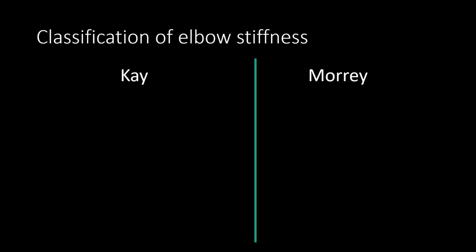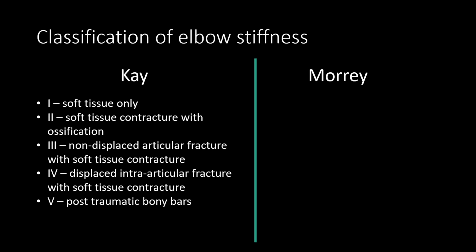There are two classification systems used for elbow stiffness. Kay's 5-part classification system is based on the structure impeding elbow range of motion and includes the classes 1 through 5 as listed. This includes soft tissues, ossified soft tissues, fractures, and bony bars. Mori's 3-part system classifies elbow stiffness as extrinsic, intrinsic, or mixed based on the etiology and location.